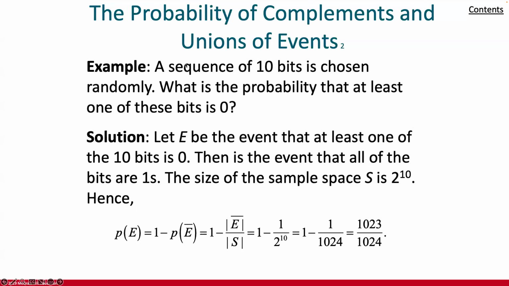We can go through some examples. A sequence of 10 bits is chosen randomly. What is the probability that at least one of the bits is 0? Every bit is either 1 or 0, so we consider the complement, the case where all of the bits are ones. We can come up with a solution here, and you can see what that would be like.